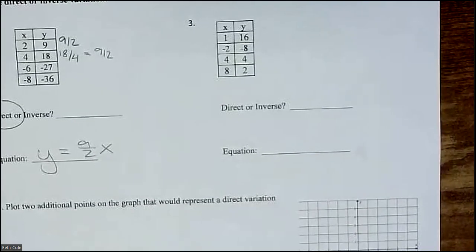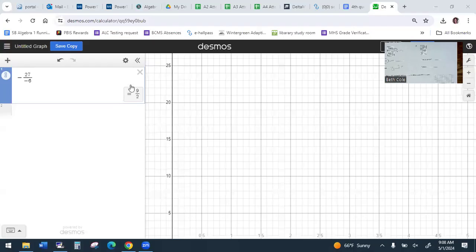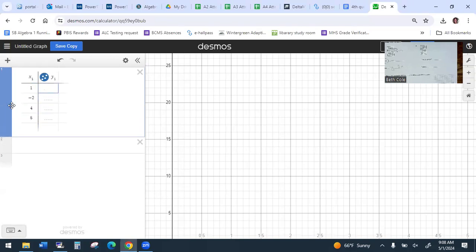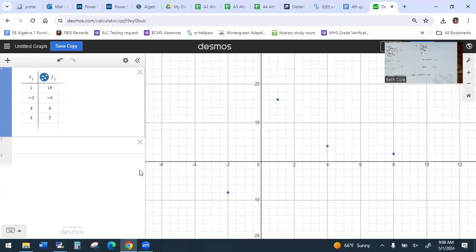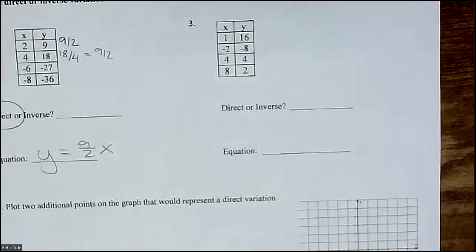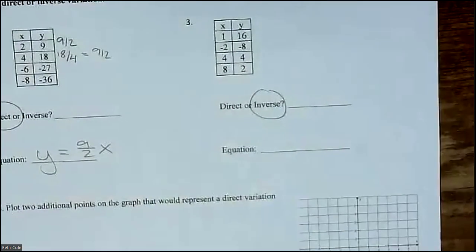All right, so let's try this one. Let me go back to the calculator. Let me type in this table. All right, so 1, -2, 4, 8, and then we got 16, -8, 4, 2. So if I hit the little magnifying glass, does that make a straight line? No, it does not. So it is not direct variation. It's got to be the other one, which is inverse variation.